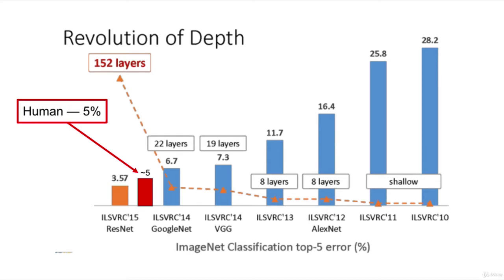Year after year, people develop neural networks that are deeper than the previous ones. In 2012, they consisted of 8 layers, then 19, then 22, and finally in 2015, people developed the ResNet architecture, which showed an error of 3.5%. And what is amazing about it, it outperformed humans.